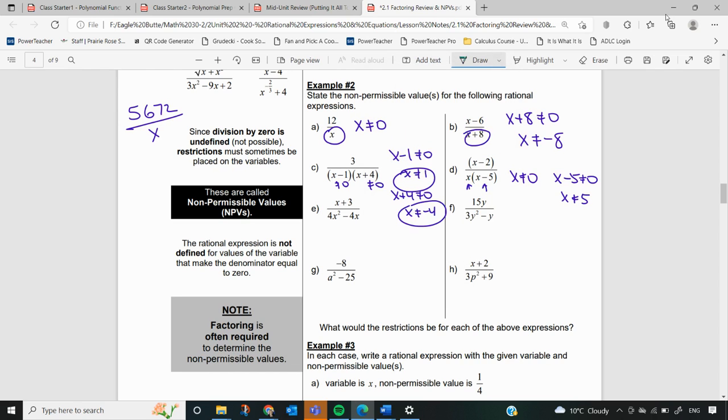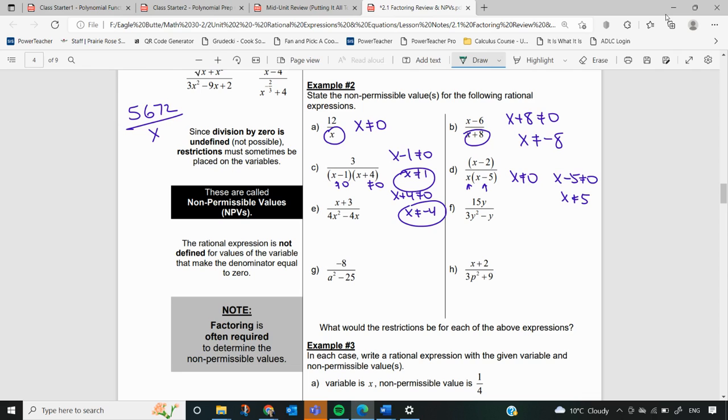Now you may be saying, well, you say set them equal to 0, but you're setting them not equal to 0. There is a little bit of semantics involved. If you were asked for a restriction, it would be that x can't be 0 or x can't be negative 8. If you're asked for the non-permissible value, you would say the NPVs are x equals 0 or x equals negative 8. I am not going to get too picky about whether you wrote it as a restriction or wrote it as an NPV. Doesn't really matter to me. It's not something you need to worry about too much on an exam, other than you just have to know how to do the restrictions. But don't worry about the semantics of restriction versus NPV.